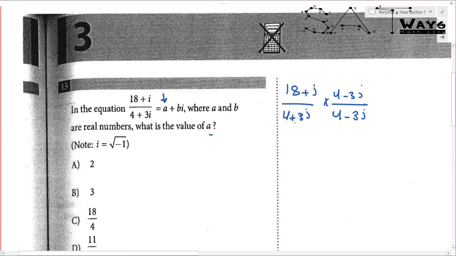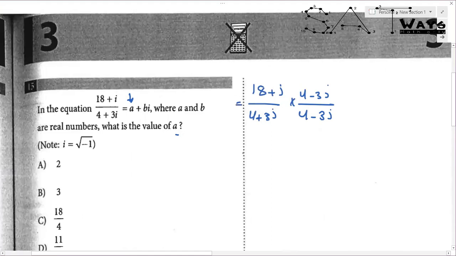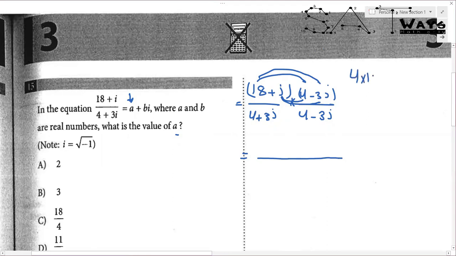Just change this sign from plus to minus. Okay, this is the first step. Second step, we're going to do FOIL: 18 multiplied by 4, 18 multiplied by negative 3i, i multiplied by 4, and i multiplied by negative 3i. 18 multiplied by 4: 4 multiplied by 10 plus 4 multiplied by 8. That is 40 plus 32, so 72.